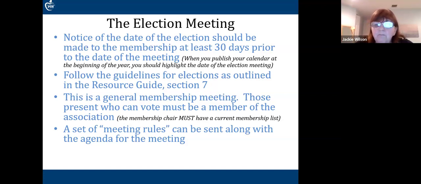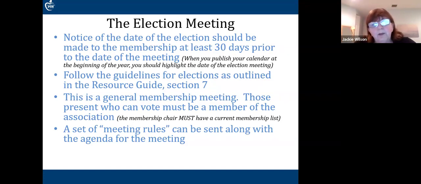This is a general membership meeting, and only those present can vote. There are no absentee ballots. So the membership chair must have a current membership list so that when ballots are handed out, people who are voting are definitely members of the unit at the time. That's why I mentioned in the publishing, say that all people must be members, there's no absentee ballots, and give them a date by which the membership must be done, so that you're not running around the day of the election meeting trying to get members.